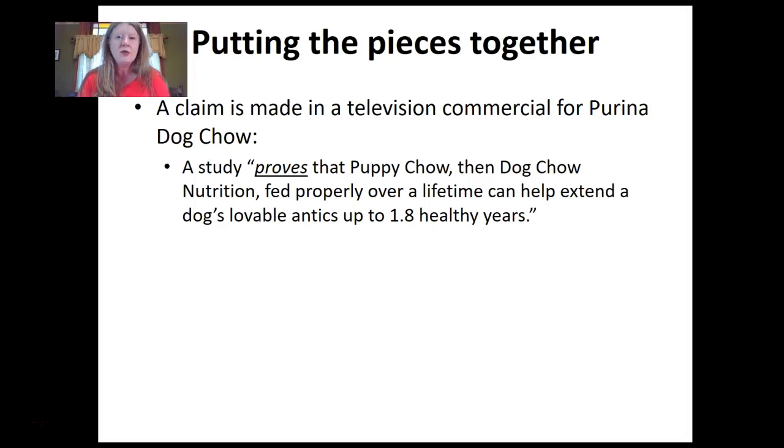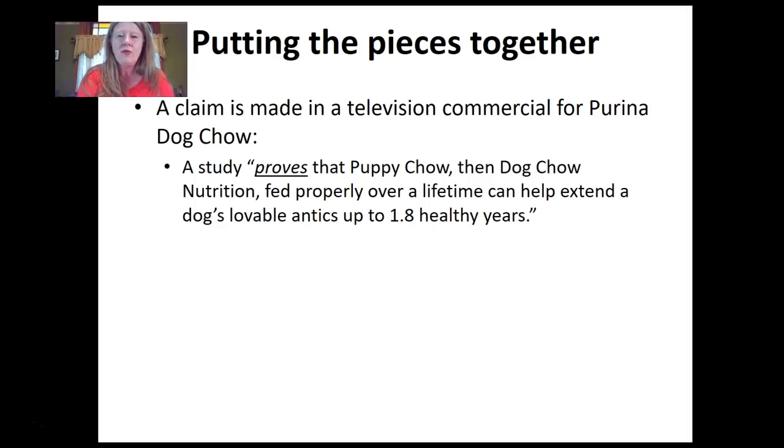And here's just a direct quote from the commercial. A study proves that Purina chow, so Purina dog chow is a certain type of dog food. A study proves that puppy chow, then dog chow nutrition fed properly over a lifetime can help extend a dog's lovable antics up to 1.8 healthy years.